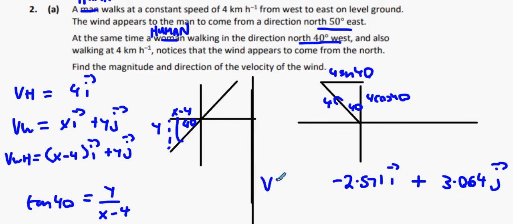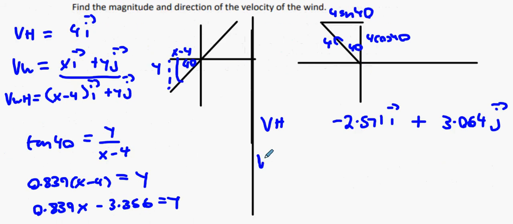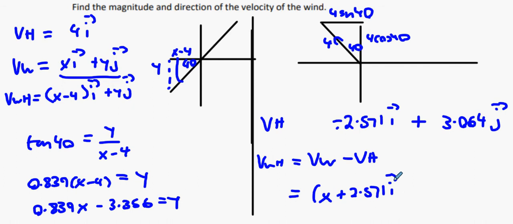Now the velocity of the wind is the same as last time. So the velocity of the wind relative to the human is vw minus vh, which is going to be x, double negative, so x plus 2.571i, plus y, take away 3.064j.